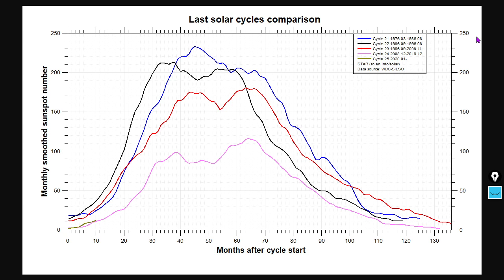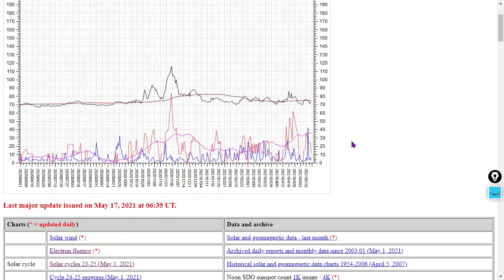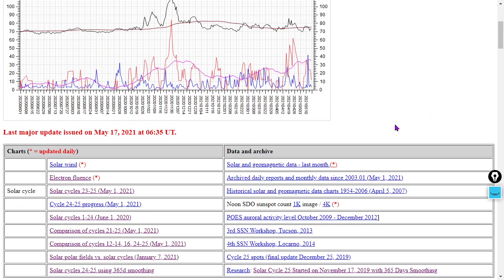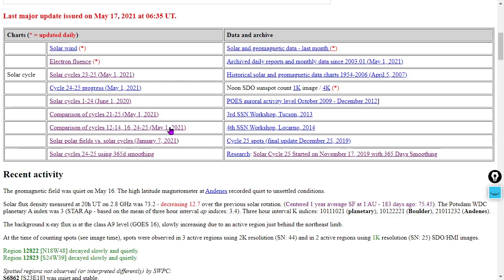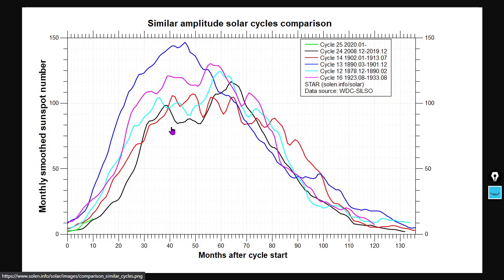Although I don't think this was updated because we're well past 10 months after the cycle start. So you can find other charts about this at solon.info. For example, comparison of solar cycles 12, 14, 24, and 25.